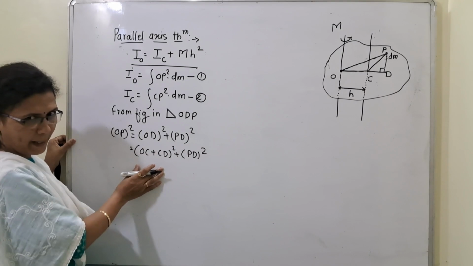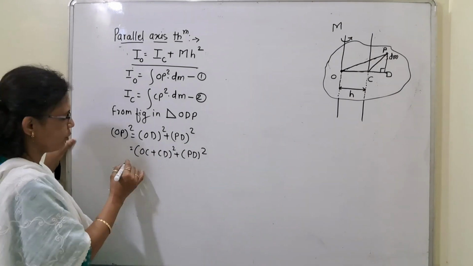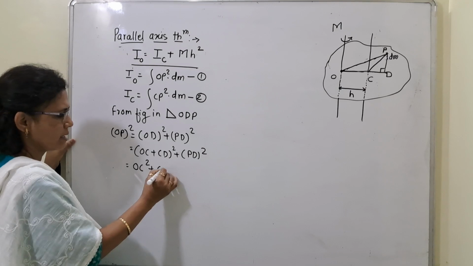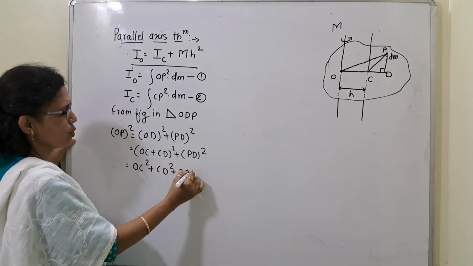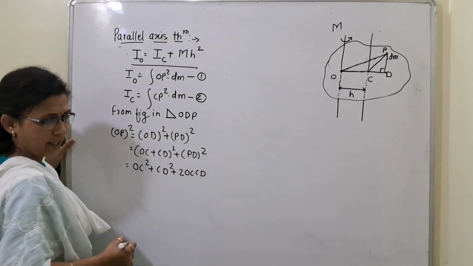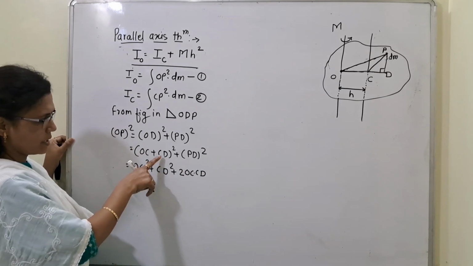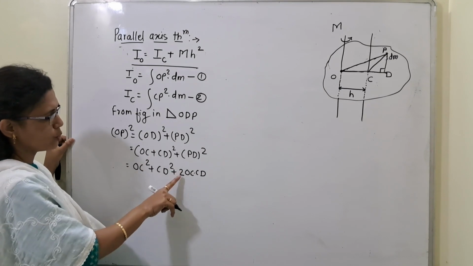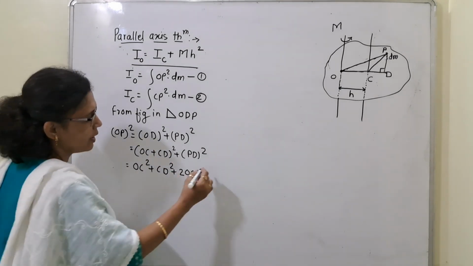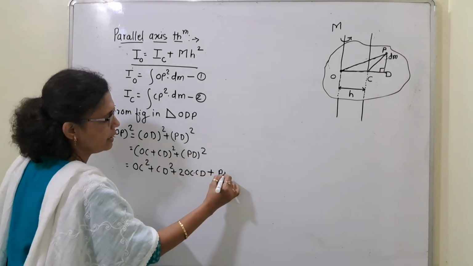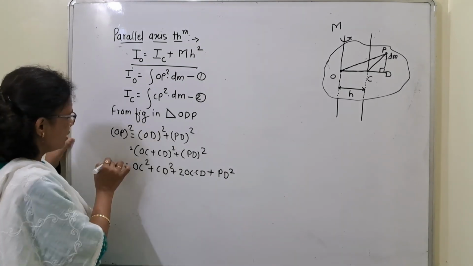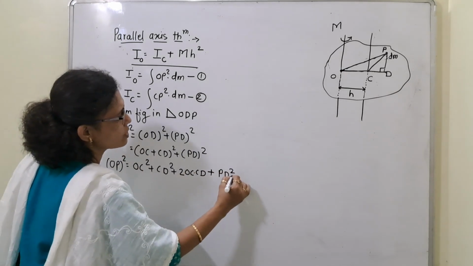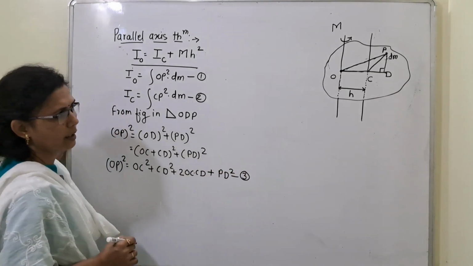Now split this (A plus B) whole square by using that formula identity. What will be that? OC square plus CD square plus 2 OC into CD. Right? A square plus B square plus 2AB. Therefore, OC square plus CD square plus 2 OC into CD, plus this PD square will be as it is. This is the value of OP square. Let this equation be equation number 3.